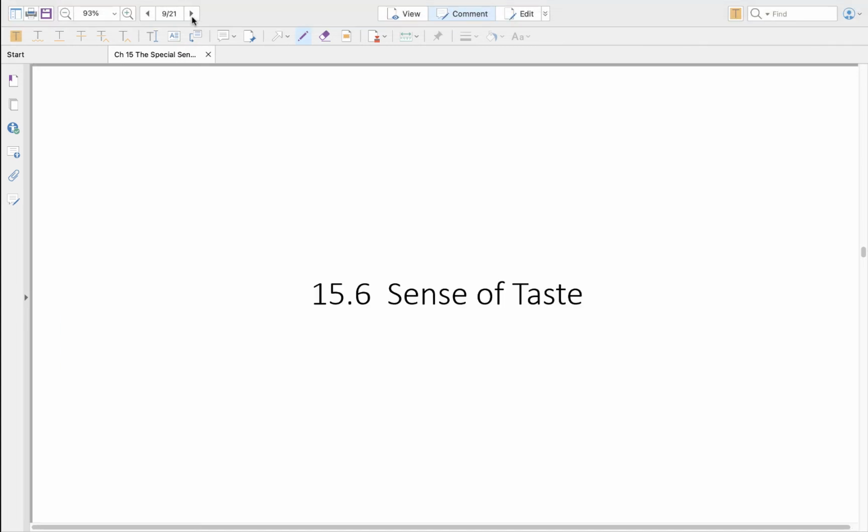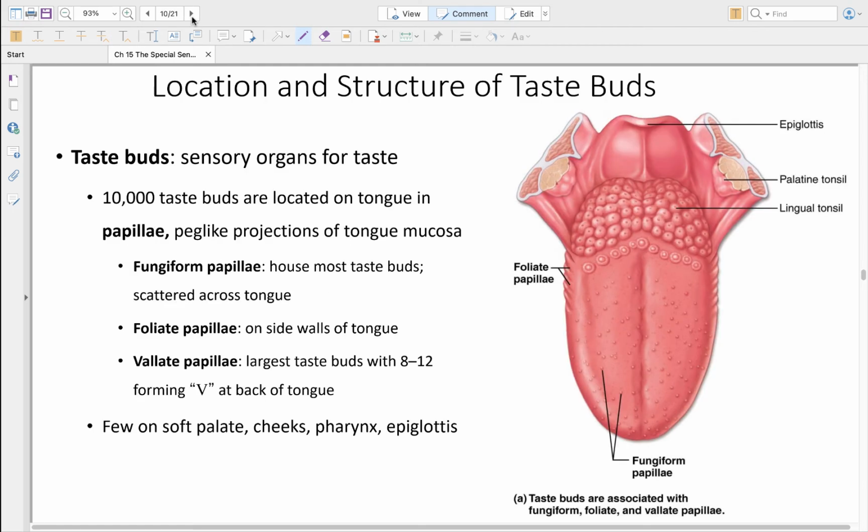The next thing we're going to talk about is the sense of taste, because it goes in tandem with the sense of smell. Now, our taste buds are our sensory organ for taste. We have about 10,000 taste buds on the tongue in a structure that we call a papilla, which is these peg-like projections. See these little tiny ones, that's your papilla. So you can feel it on your own tongue right now. Now there's different types.